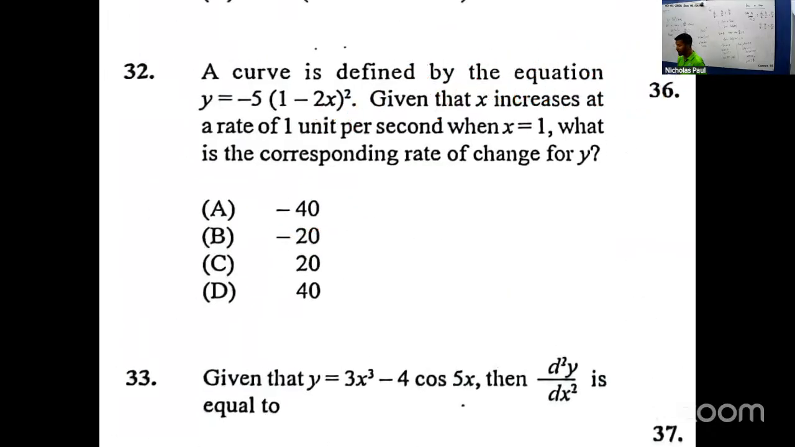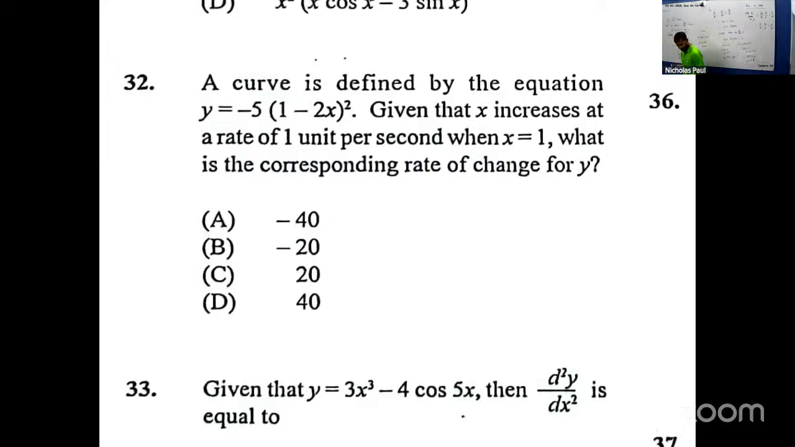Oh, you have 32. You got it fast? Work out 32. Then work it out now.